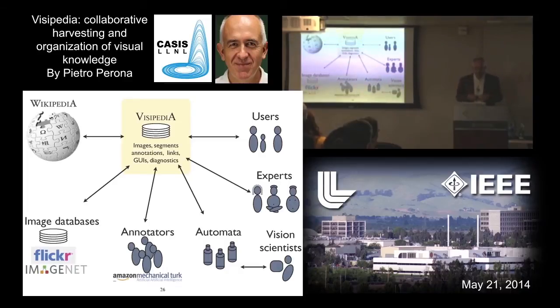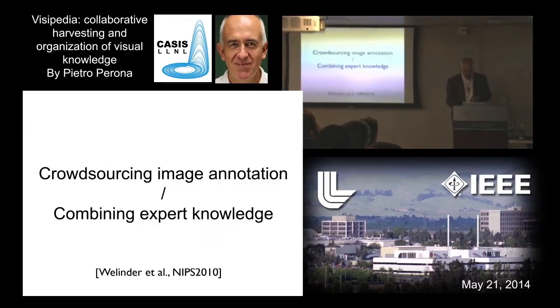Okay, so I've given you a little bit of an overview of the project, and where I will spend most of my time today is going down this way and seeing what happens with annotators, and going down this way and seeing what happens with the experts. How do we get information from these people, and how do we know that information is reliable? So the first piece of work I'll talk about is mostly from Peter Vellinder's thesis.